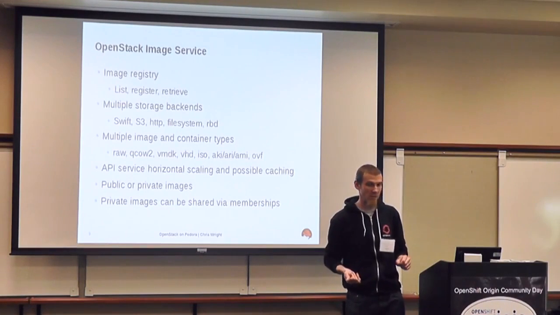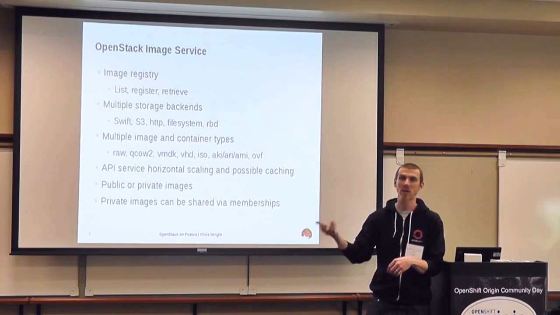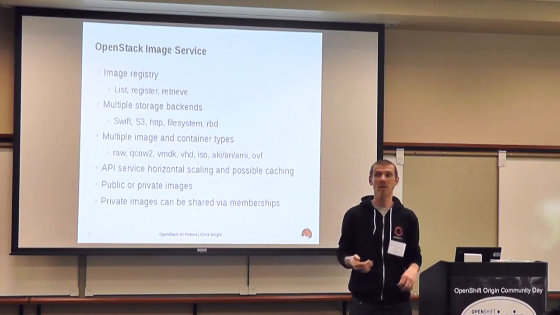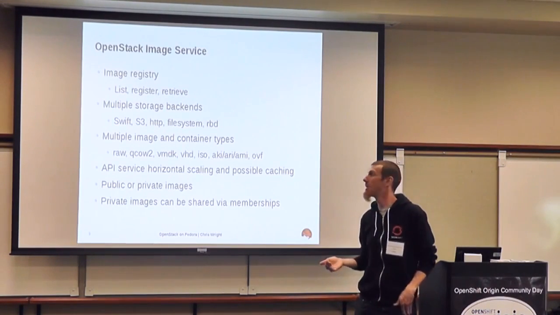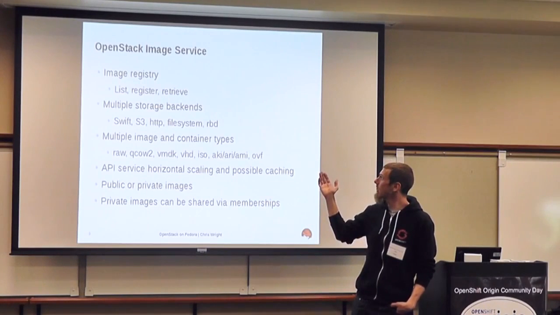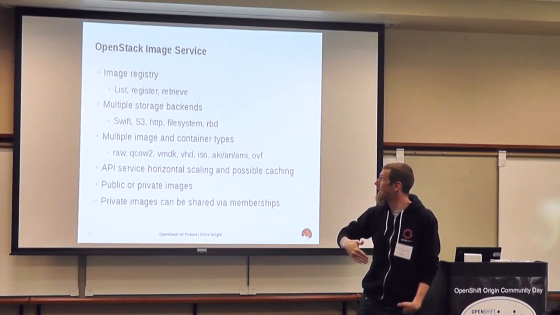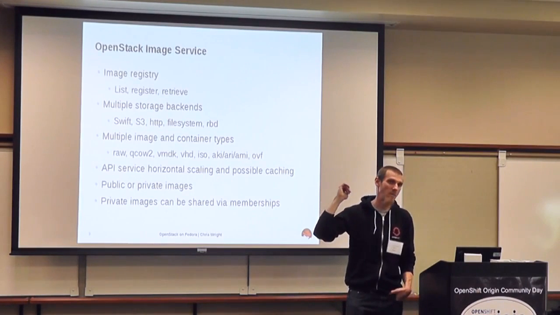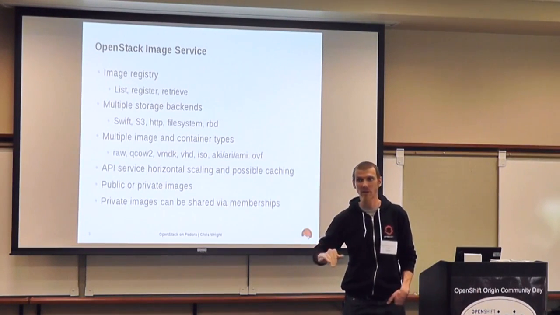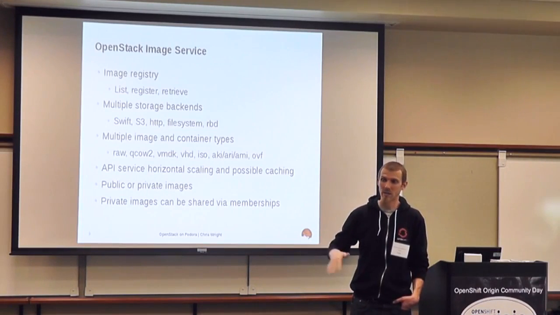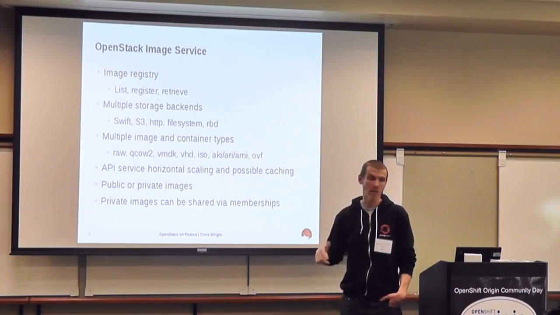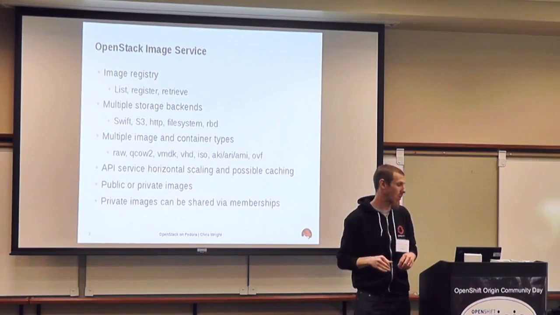The image service gives you the ability to essentially register images with the system and then pull those images back when you want to go launch an instance. You can back the image service with a number of different storage mechanisms: Swift, the object storage, S3, file systems. RBD is new to Folsom, and coming in a later release, you'll see Gluster support as well for distributed block storage.